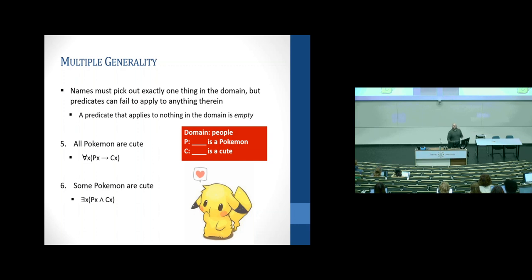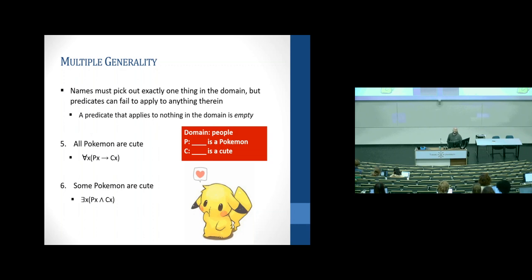Nice. Note the big structure inside the universal here is a conditional. What happens with a conditional where the antecedent is false? What's the truth value of a conditional with a false antecedent? It's always true. So what does this mean? It means that if you have a conditional whose antecedent is an empty predicate, that is, a predicate that applies to nothing in the domain, that conditional is true.